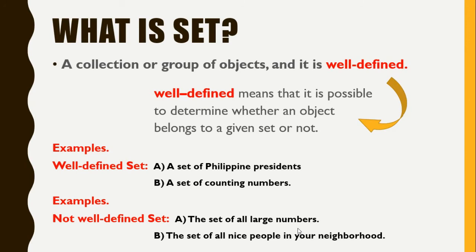Again, it is confusing because they can be nice sometimes, and then later on, not nice. So it is not included in what we call a well-defined set.